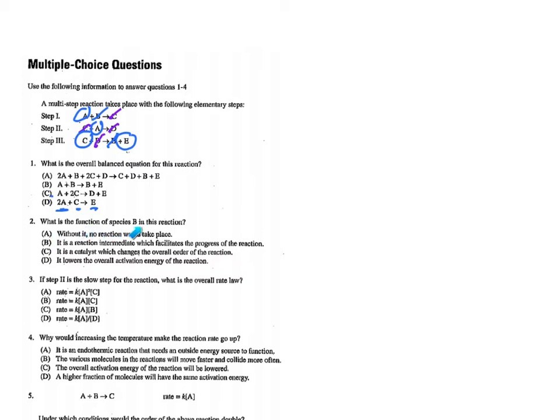What is the function of species B? Well, we already said that species B was there in the beginning and was reformed at the end. So species B is definitely a catalyst. So that's one thing that we know.